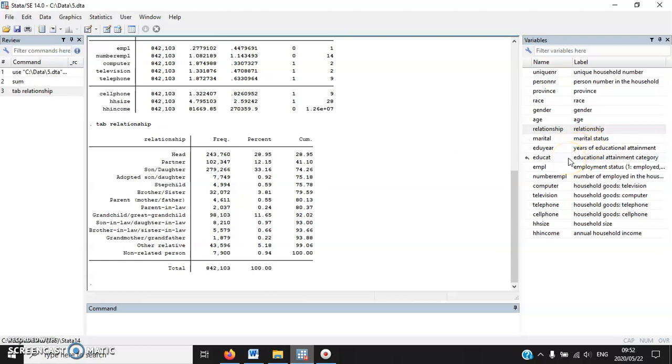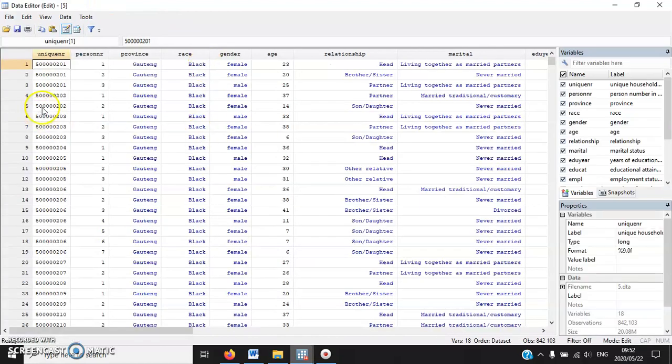Education years, educate, employment status, total number of employees in the household, and then some non-income welfare variables, ownership of computer. I think there's something wrong with the description actually. It's the wrong way around. Computer ownership, television, landline telephone, mobile phone, household size, which means the total number of members in the household, and then the household income. So let's look at the actual data.